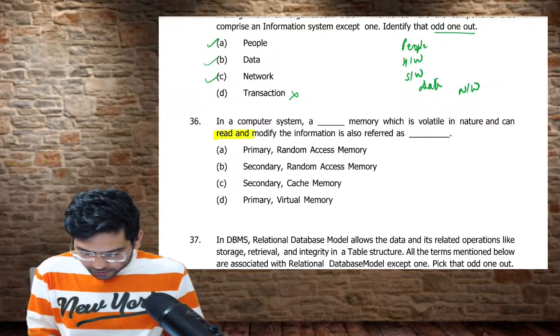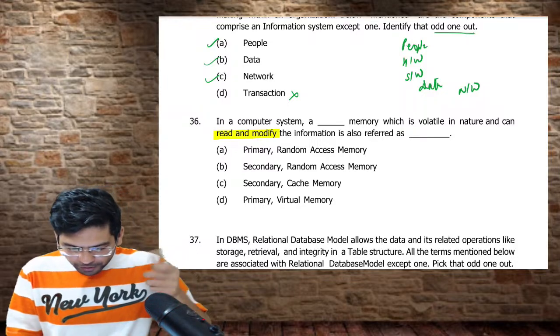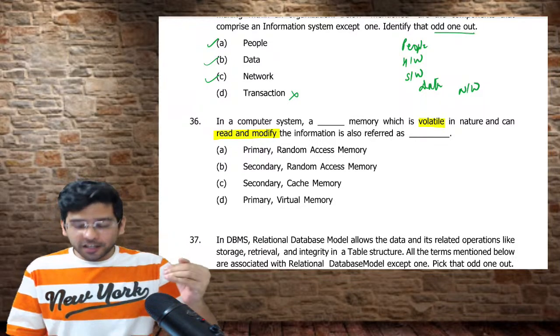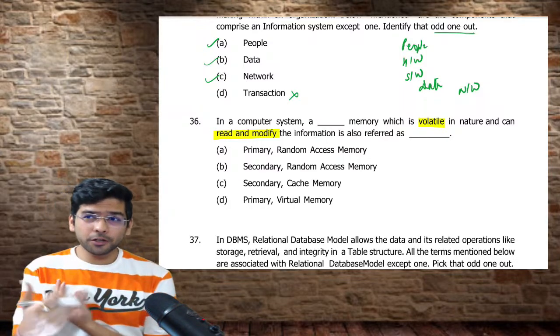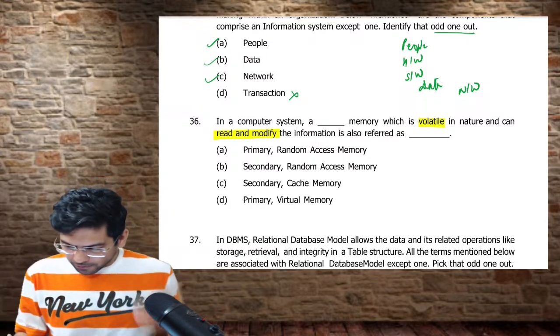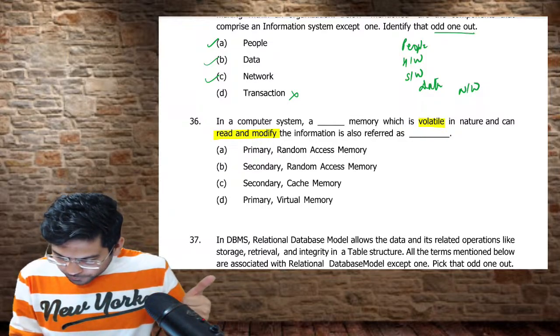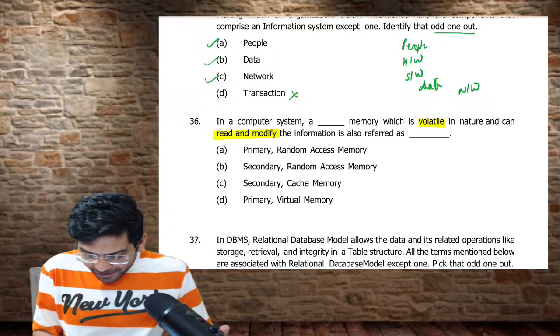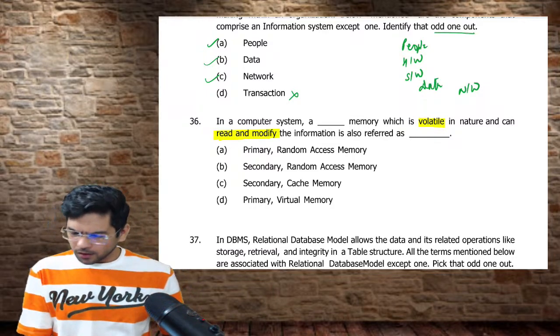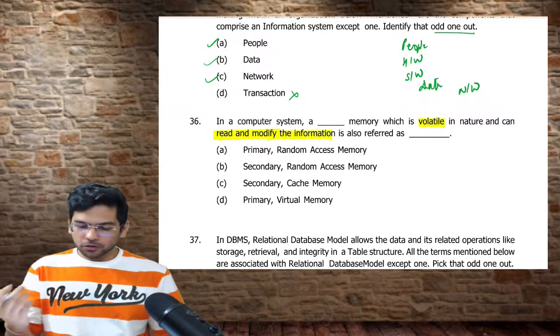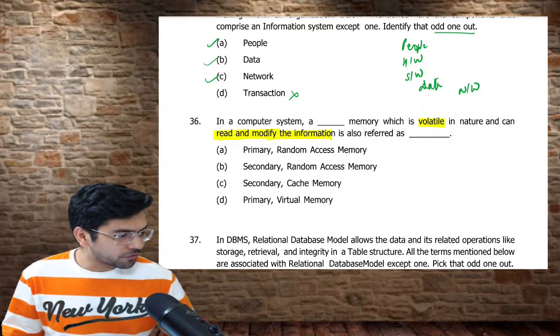Next, in a computer system, a dash memory which is volatile in nature and can be read and modified. So we have to understand they are referring to a particular memory which is volatile in nature. That means it is not permanent, as in when you switch it off, the data will be erased. The information can be read and modified, is also referred to as. I want the answer for this, guys.